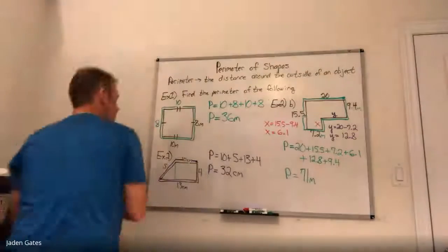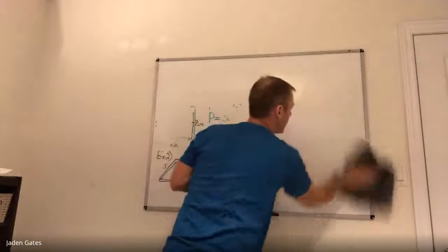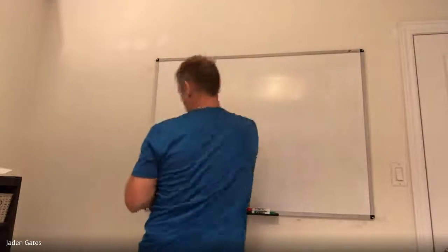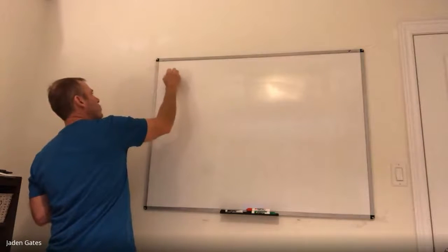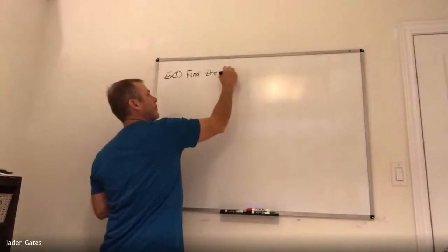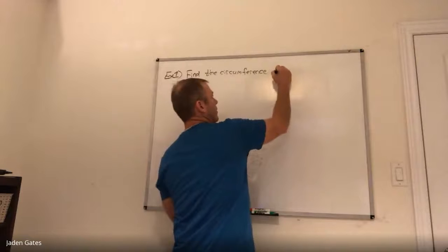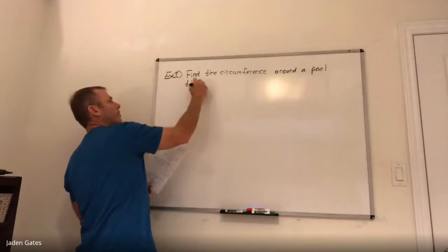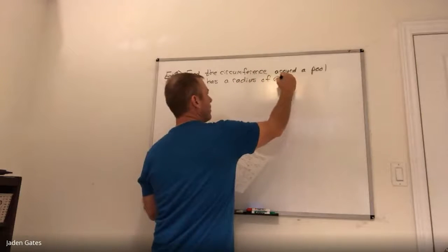And that's because we're going to be dealing with circles. All right, so we have example 2. Or sorry, I guess it's a new one, so I can say it's example 1 because we're going to look up, it says find the circumference around a pool, a nice above ground pool, that has a radius of 6 meters. Good sized pool.